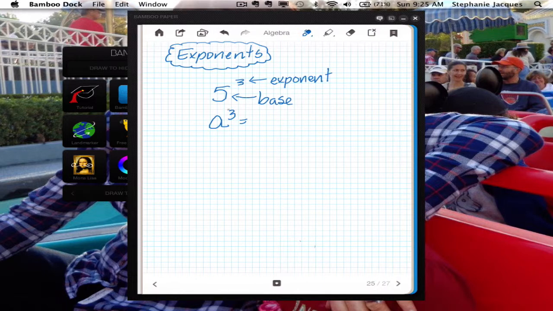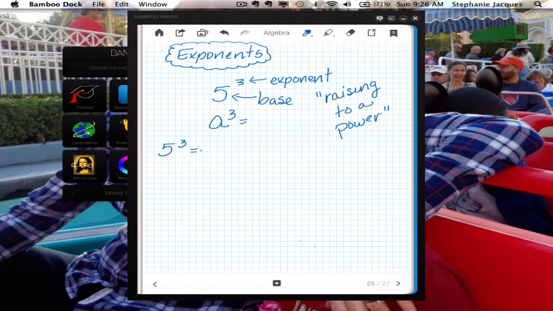And when you're actually applying this, you're going to be calling this raising it to a power. Raising to a power. So for that one, I would say it is 5 raised to the 3rd power. This one, your base is a, and your exponent is 3. And I would say a raised to the 3rd power. So let's look at 5 to the 3rd. So I'm going to write it down here, 5 to the 3rd.